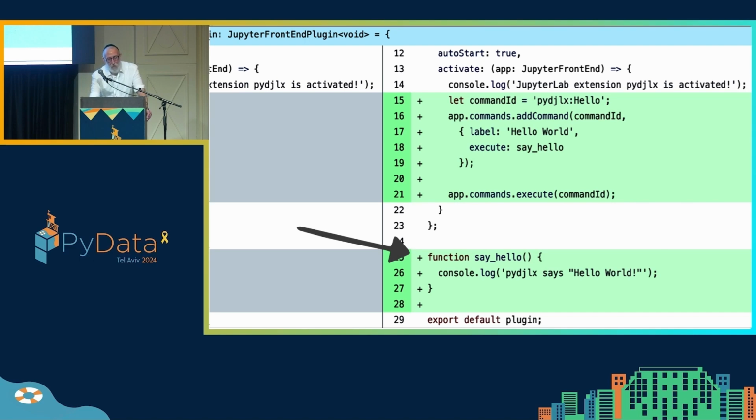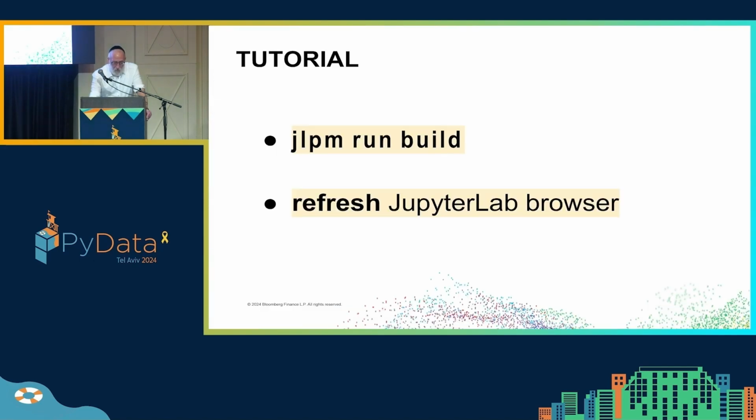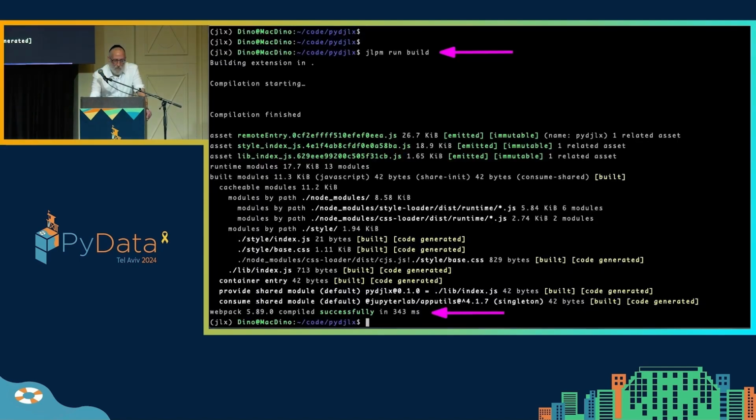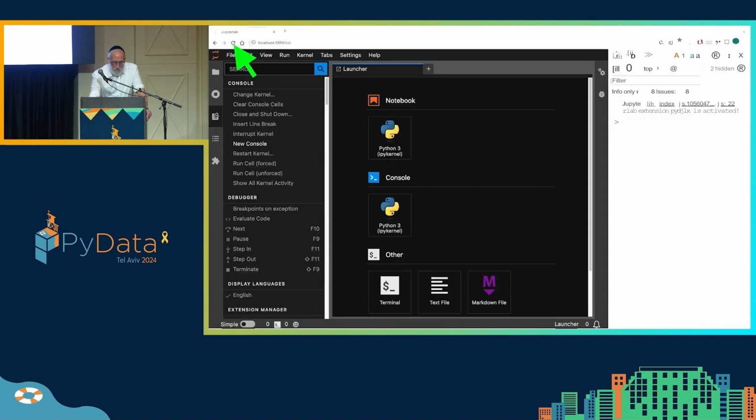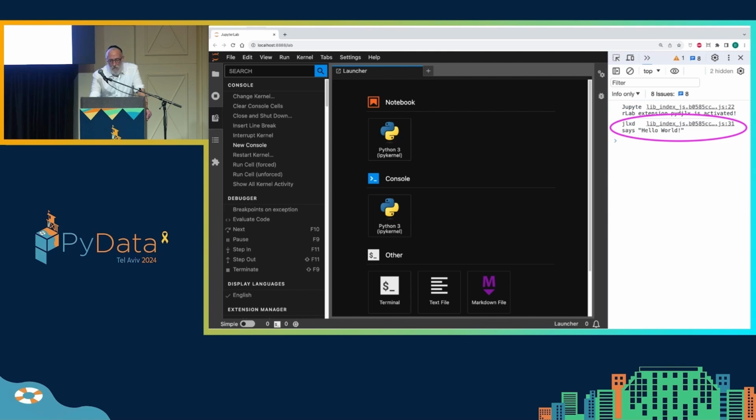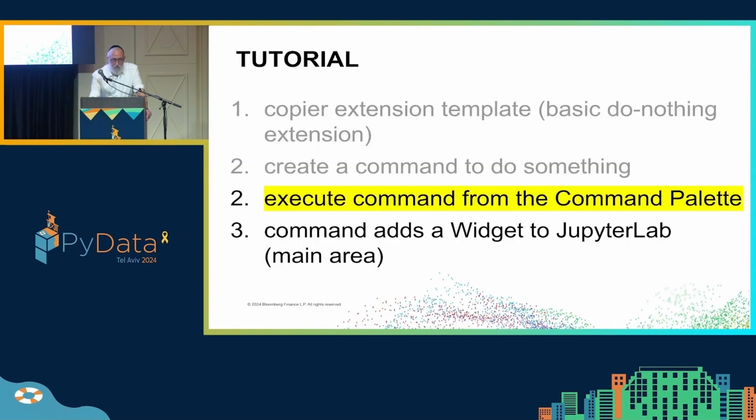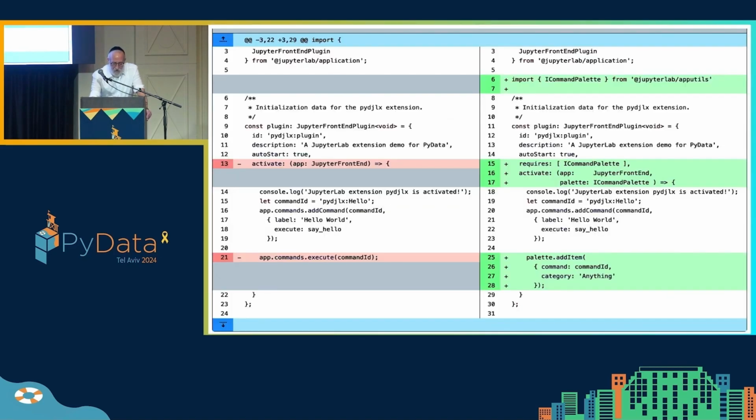Down here we have say hello, and right now say hello is just going to say hello world to the console. This is unusual. We're going to execute the command right from inside the activate function. We're just doing that for testing purposes. Run the build, refresh the browser. There's the build. And here's refreshing the browser. Now when I refresh the browser, not only do I get that it's activated, I see my hello world in the console.